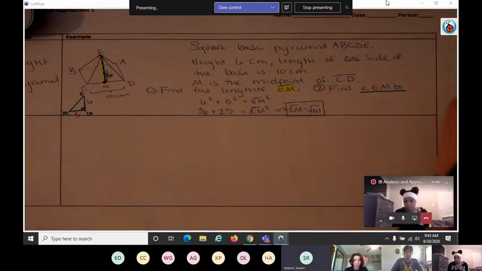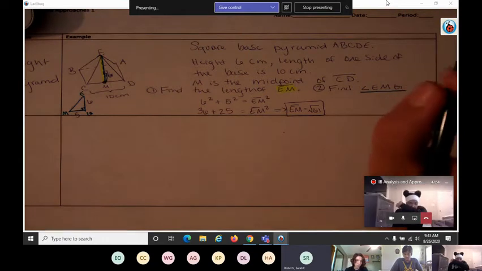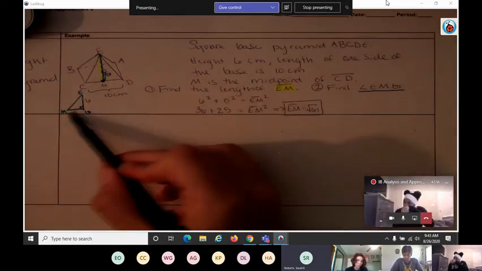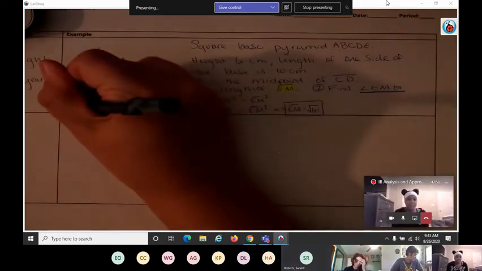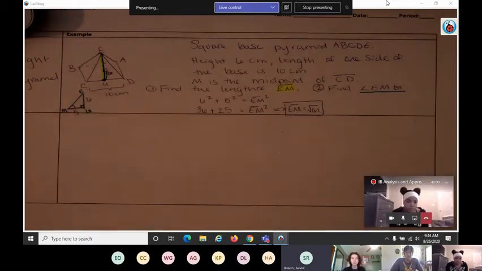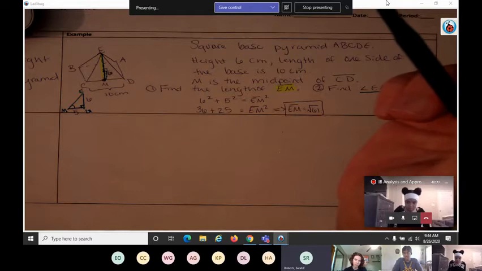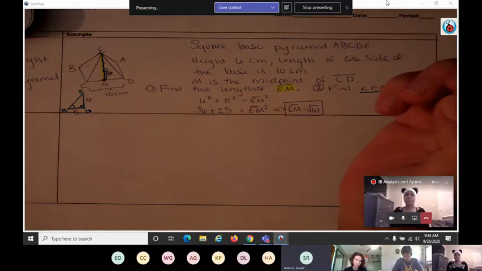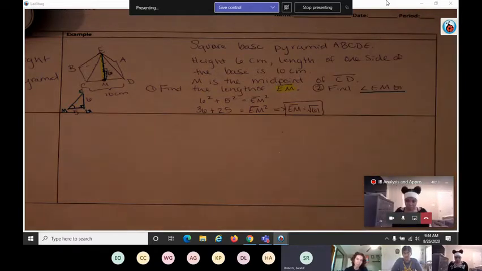Okay, the next one is find angle EMG. So EMG is this angle right here. What two side lengths do we have, we want to use the integer ones if we can, and what trig function will we use to incorporate those two side lengths in that angle?